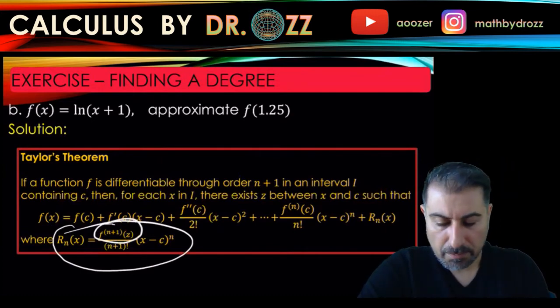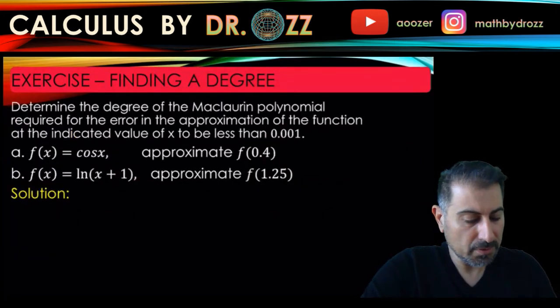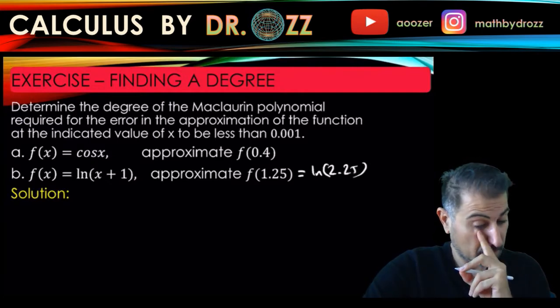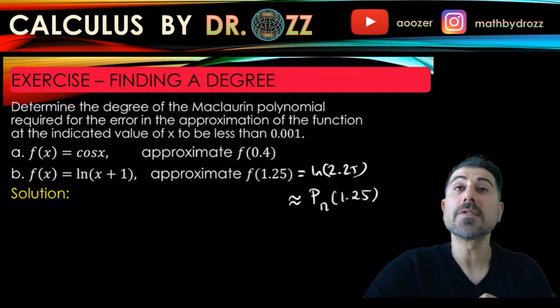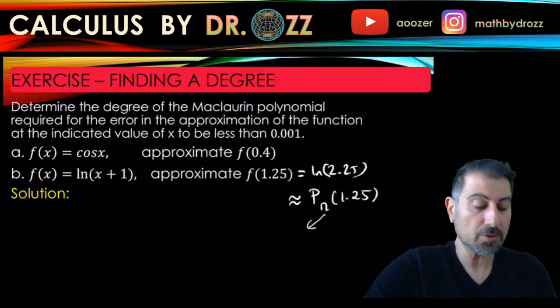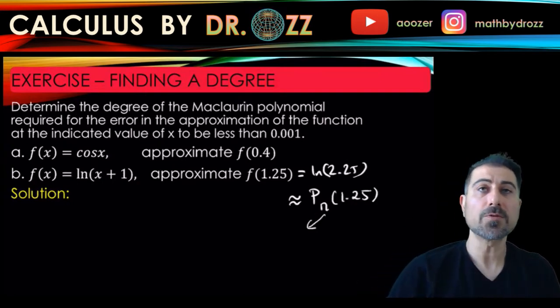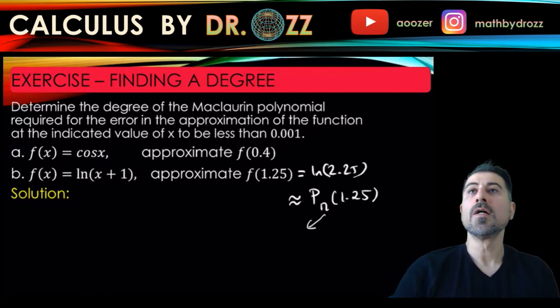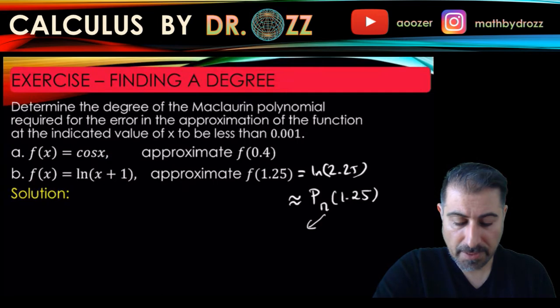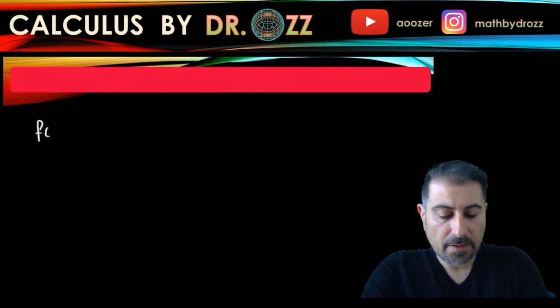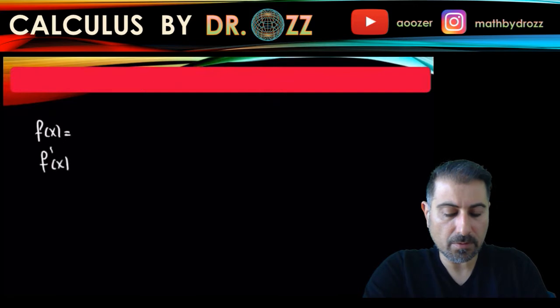Okay, so going back to the original problem, we're trying to approximate ln of 1.25 by Pn evaluated at 1.25. And we want to know what n should be. What is the minimal n? How many terms should I retain in the partial sum, or in the Taylor polynomial, in other words, so that the error would not be greater than 10 to the minus 3. Okay. So for that reason, why don't we list the derivatives here all the way.